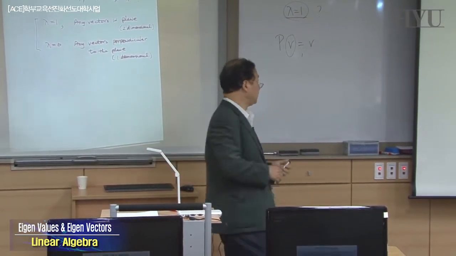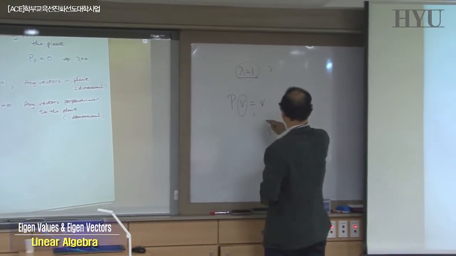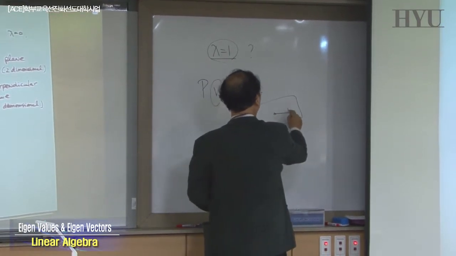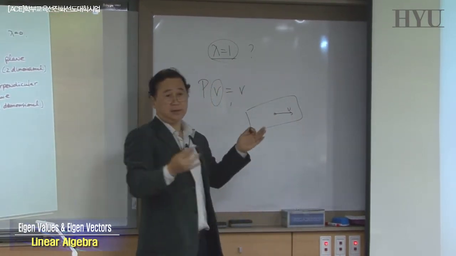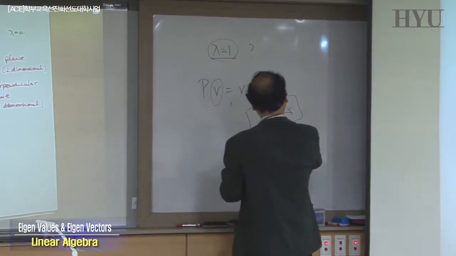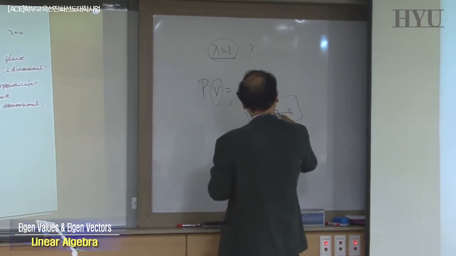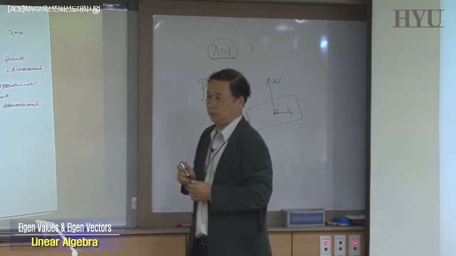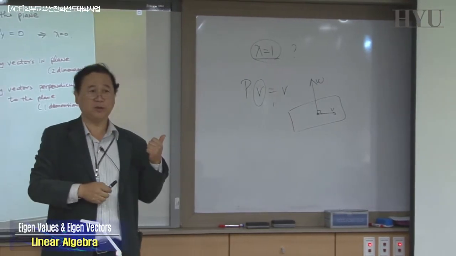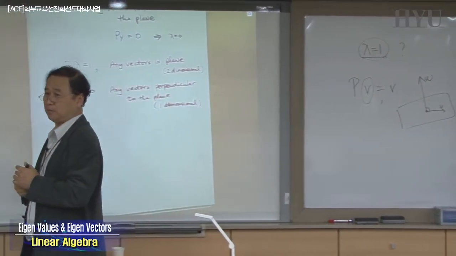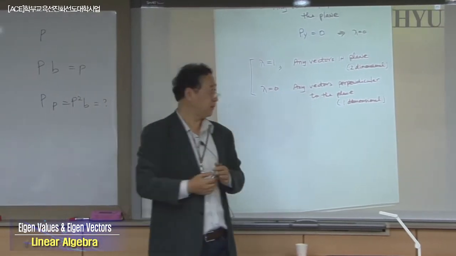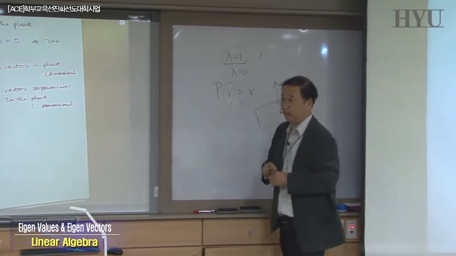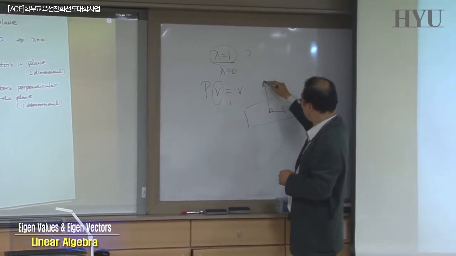How about this plane, right? We understand whatever vectors are in this plane, already in the plane, when you apply P, same, right? What about the vectors which are perpendicular to this one? Whatever this other vector, let's say W. When you apply projection to W, what's the value? 0, right? So in that case, lambda 0 is also an eigenvalue, then the eigenvectors are perpendicular to this plane.